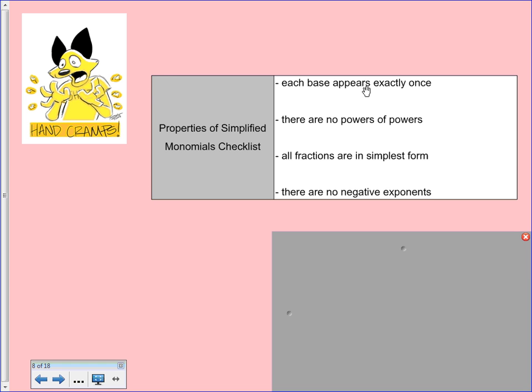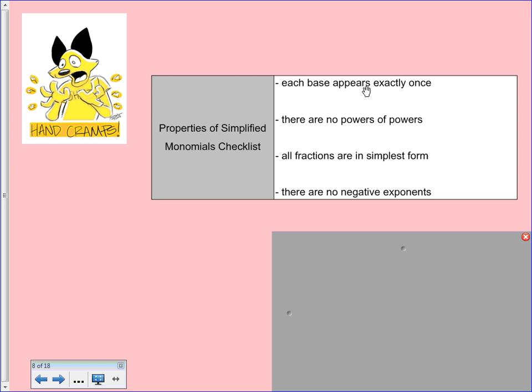So each base appears exactly once. We don't want to have more than one a. We want to have one a raised to whatever exponent it may be. Okay, we don't want to have powers of powers. These are all from our multiplying monomials. It's the same idea. We don't want to have a squared and then that whole thing cubed. We want to reduce that because we know how using rules of exponents.